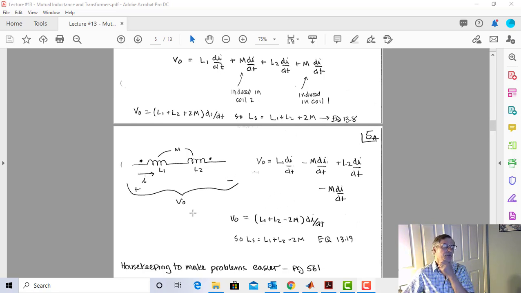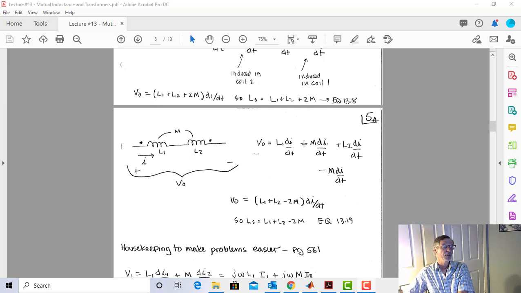Now you can do all kinds of cool things with this idea, and I'm not going to go into them in this class, but we get into things like common mode chokes, and a way of making an inductor with 4 terminals that you can get different values of inductance. There's all kinds of cool stuff you can do with that.